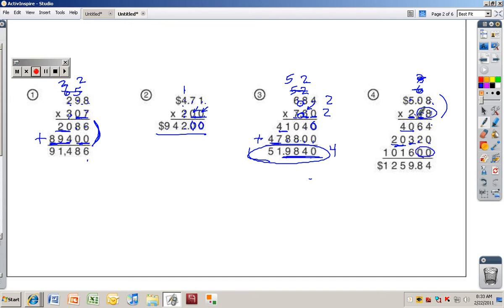And so now I do 8 times 2 is 16. Carry the 1. 0 times 2 is 0 plus 1 is 1. 5 times 2 is 10. Add them together and get this right here. Don't forget the decimal point. This is a money problem.